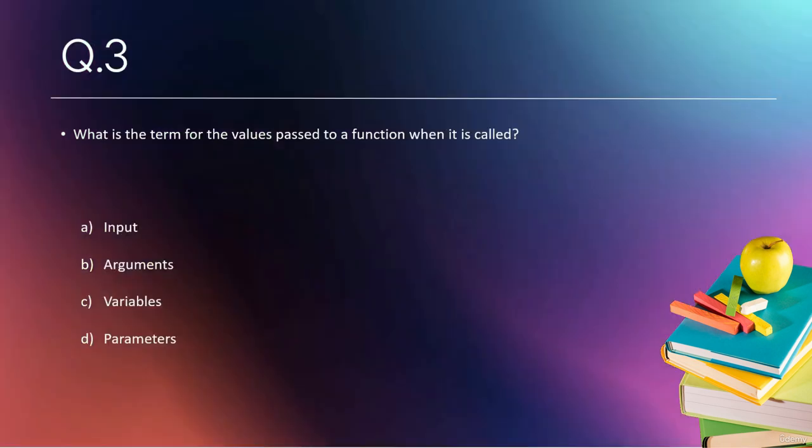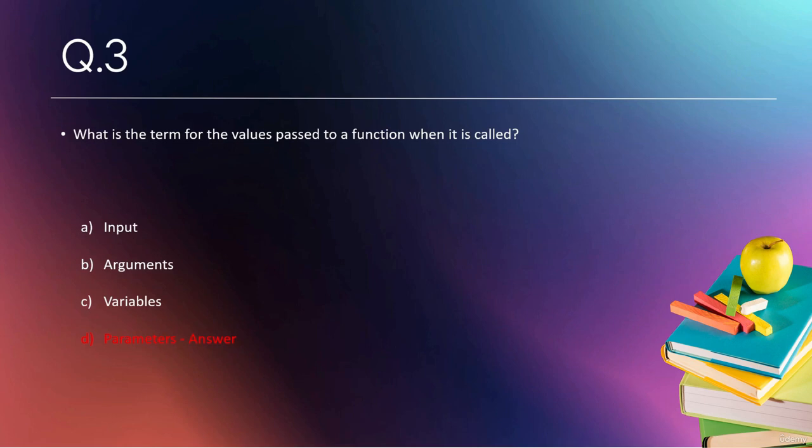Moving on to the next question, we have what is the term for the values passed to a function when it is called. So we have these four options. You need to select what is the correct term. I explained that in one of the lectures, what is the difference between terms. Two of these should be confusing for you, but you need to select which is the correct one. And if we look at the answer, the correct answer is D, because parameters are what we need to give a function when we call it.